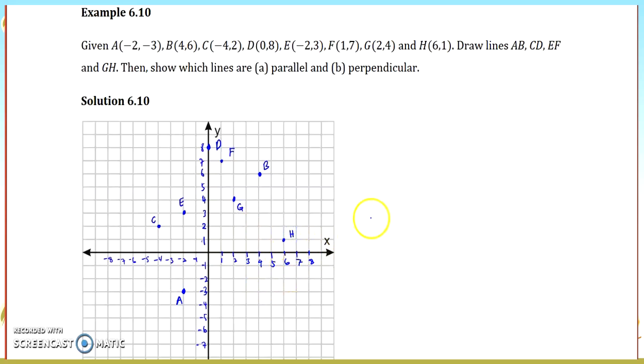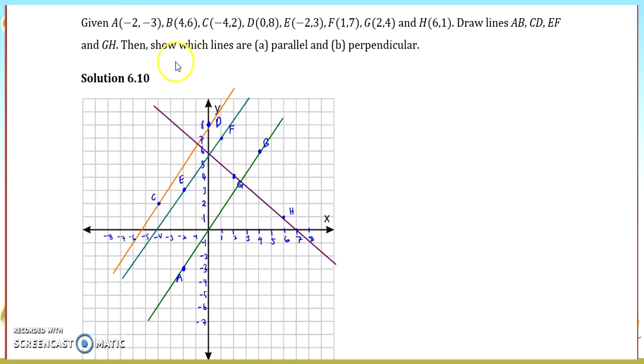H. Now we need to connect these points to get lines AB, CD, EF, and GH. This is line AB. This is line CD. This is EF. And this is line GH. Next, we need to show which lines are parallel and perpendicular.